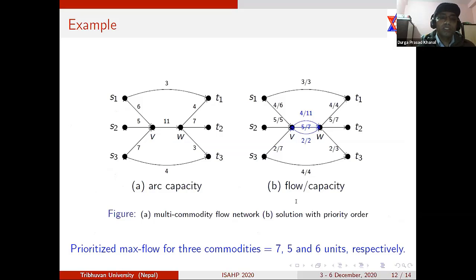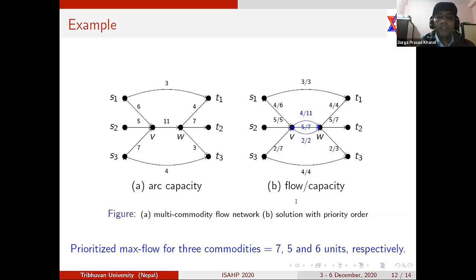This is an example. The first figure is similar to the previous one, which is a multi-commodity network having 3 commodities. Commodity 1 travels from S1 to T1, whereas commodity 2 goes from S2 to T2, and commodity 3 from S3 to T3. Let's talk about commodity 1. The first commodity travels from S1 to T1. It has 2 paths. One is direct from S1 to T1 with capacity 3, and the other path is S1, V, W, T1. So 2 paths are here.